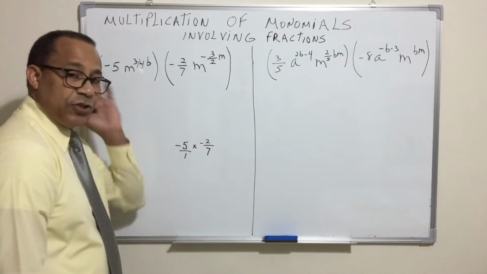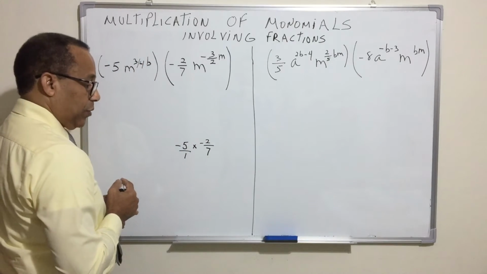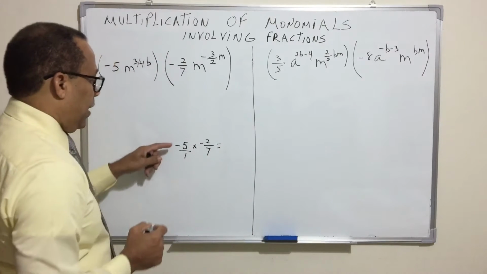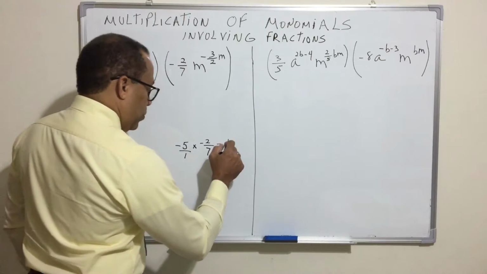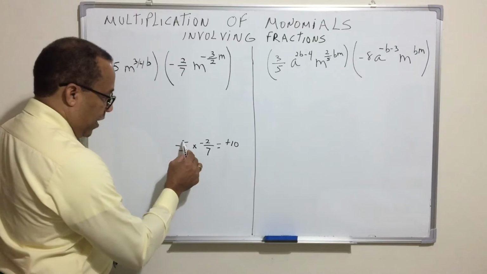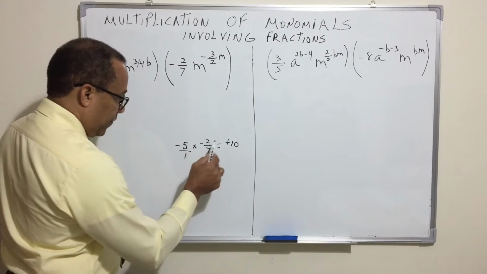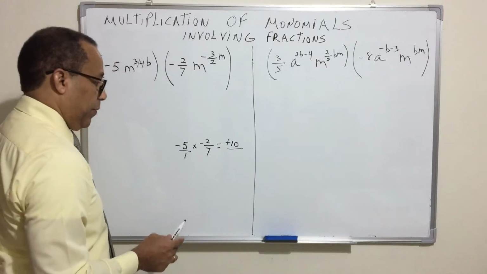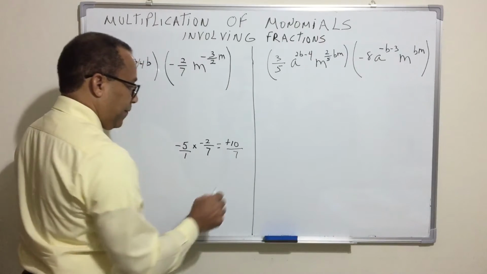When you multiply fractions, you multiply the numerators and you multiply the denominators. Let's multiply. Negative 5 times negative 2 equals positive 10. Again, 5 times 2 is 10. Negative times negative is positive. And now I multiply the denominators. 1 times 7 equals 7.